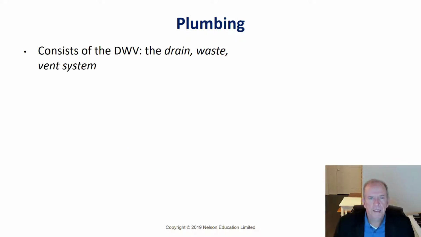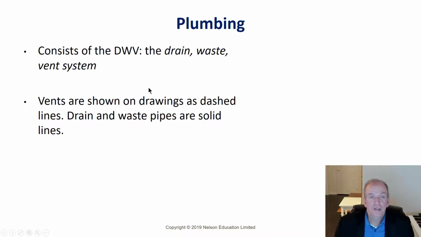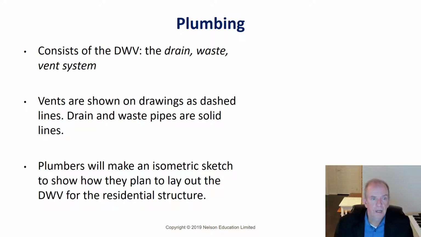So plumbing consists of what we call the DWV. No, in the States they call it DMV, the Department of Motor Vehicles. This is the DWV, the drain waste vent system. So vents are shown on the drawings as dashed lines. So you've come to learn that dashed lines mean hidden lines. In plumbing drawings, they could also mean a vent pipe. So if you see a dashed line and it's a plumbing pipe, it means it's a vent pipe.